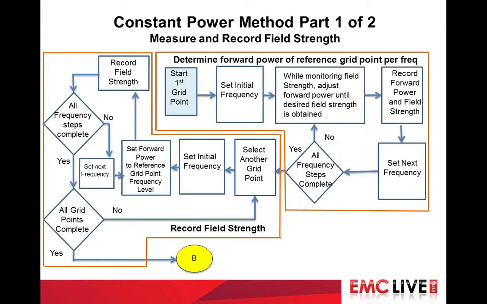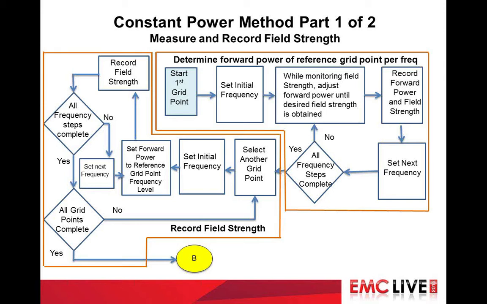This block diagram shows how the UFA is calculated using the constant power method. There are 3 basic functions to be performed. The first is to determine the forward power of the reference grid point per frequency. The second function is to record the field strength. The third, which is shown on the next slide, is to determine the field is uniform.